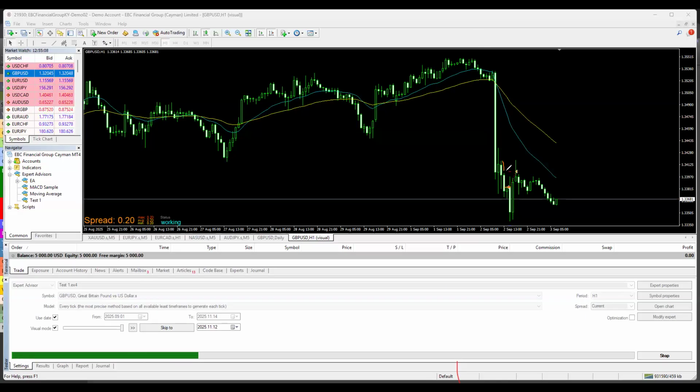So it took the trade. I hope you guys can see what I'm saying, what I'm doing here. So it took the sell trade. You can see the line there, and it put a stop loss there. In this particular case, it hit our stop loss.